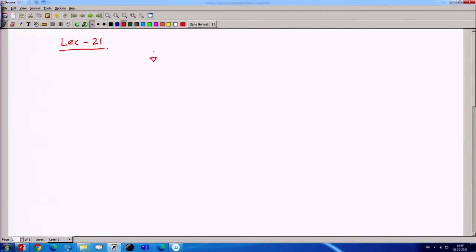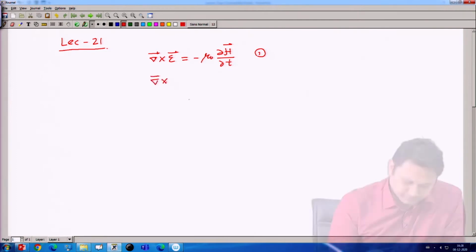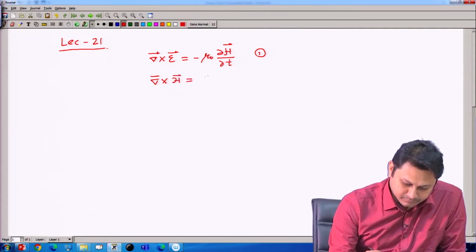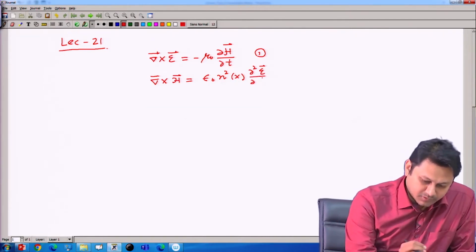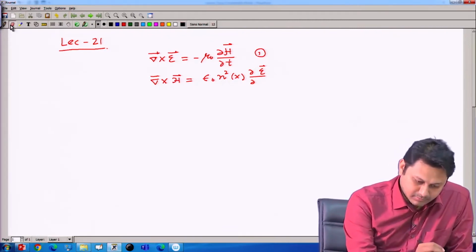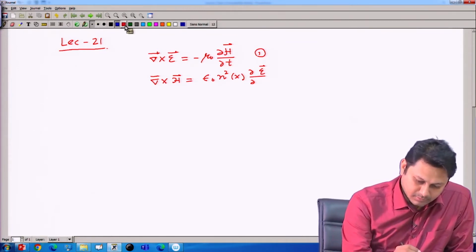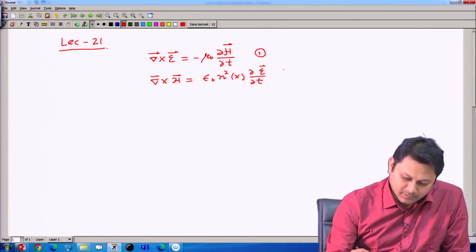So, we started with an equation which is essentially Maxwell's equation in this form. This is curly H. This was one equation, and another equation was, it is not square, it is this. This is equation 2.